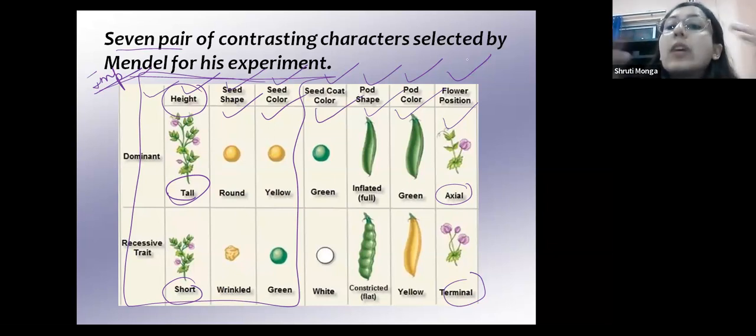What were the contrasting traits in the pea plant that Mendel worked on? So you can write it: the 7 traits. He worked on 7 contrasting traits, 7 different traits. And the 7 are written here on the slide. Let me know when you are done.